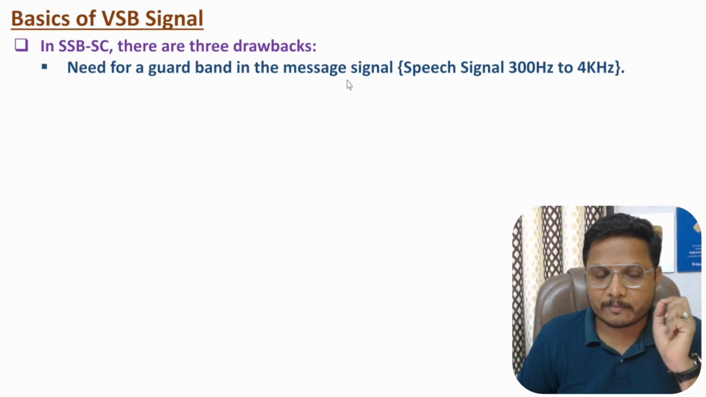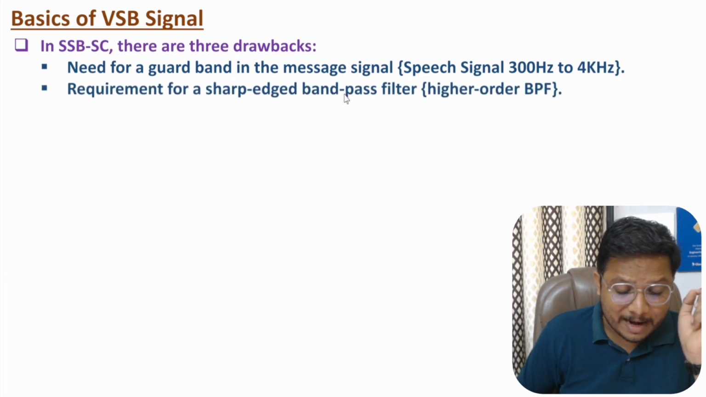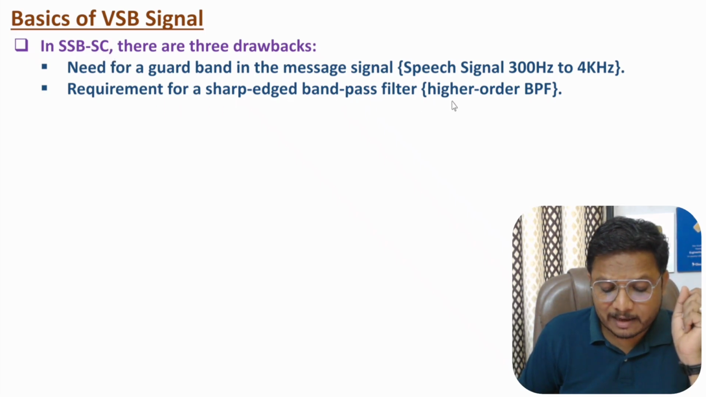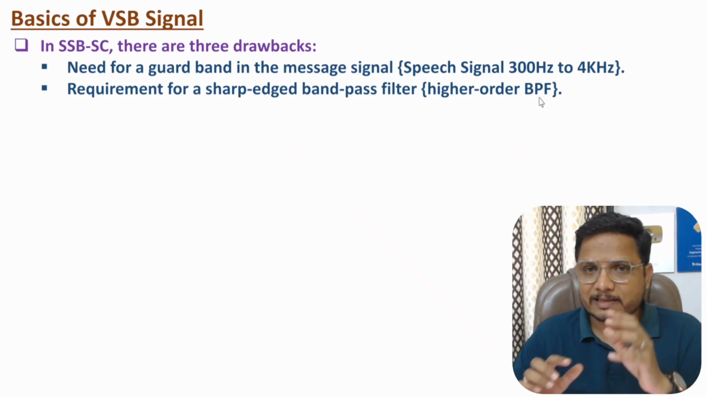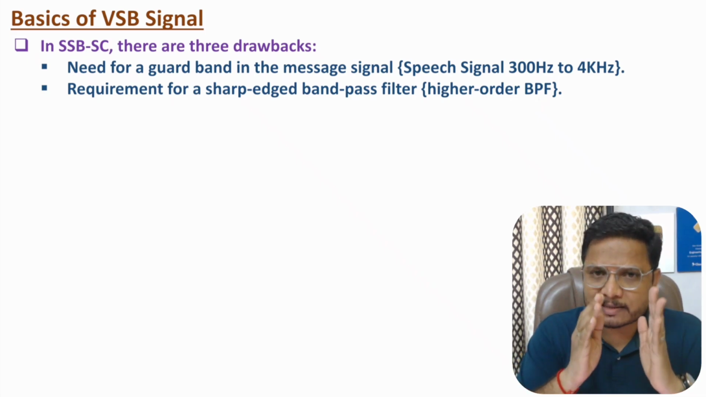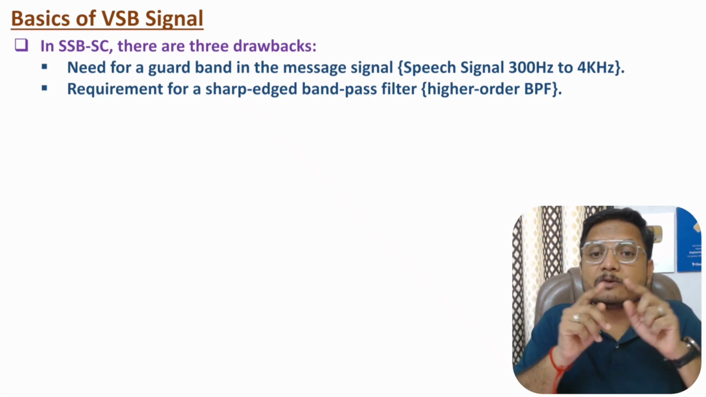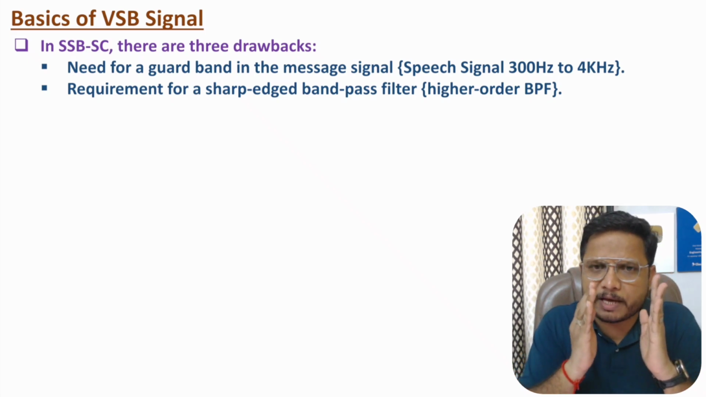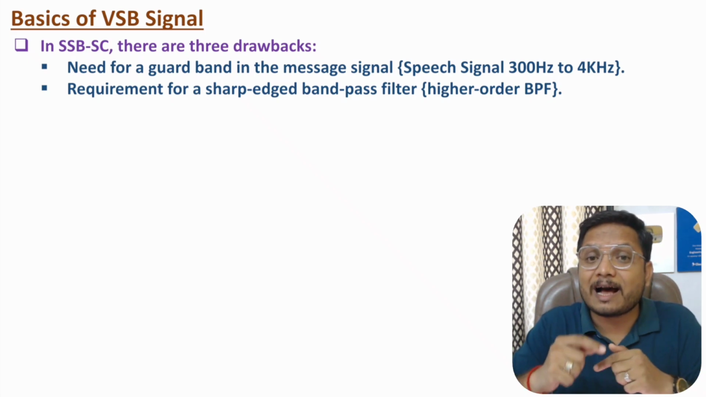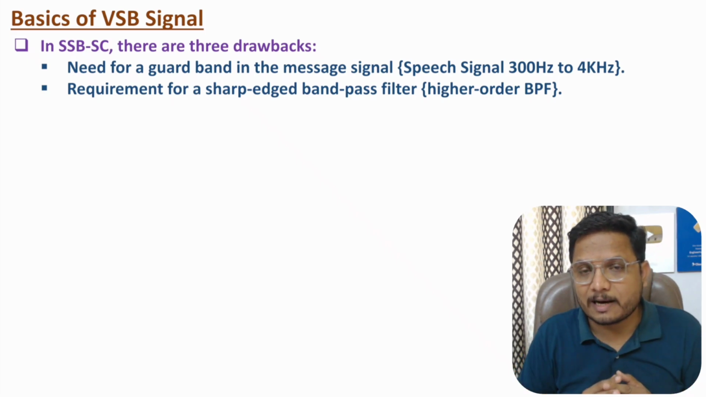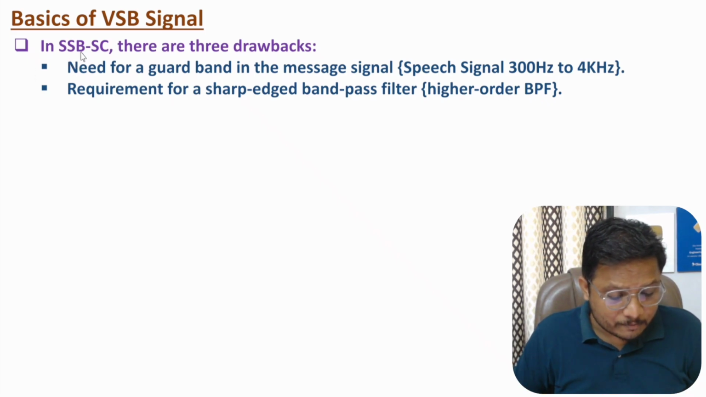That is one drawback. The second drawback is based on bandpass filter. There is a need of sharp edge bandpass filter with SSBSC. To get sharp edge bandpass filter, we need higher order of bandpass filter. In SSBSC, we need to transmit either upper sideband or lower sideband. To have one sideband, we use bandpass filter and that should have sharp edge. To get sharp edge, we need higher order of bandpass filter, that is costly. So in SSBSC, if you don't have guardband, then you need sharp edge bandpass filter, that is costly.